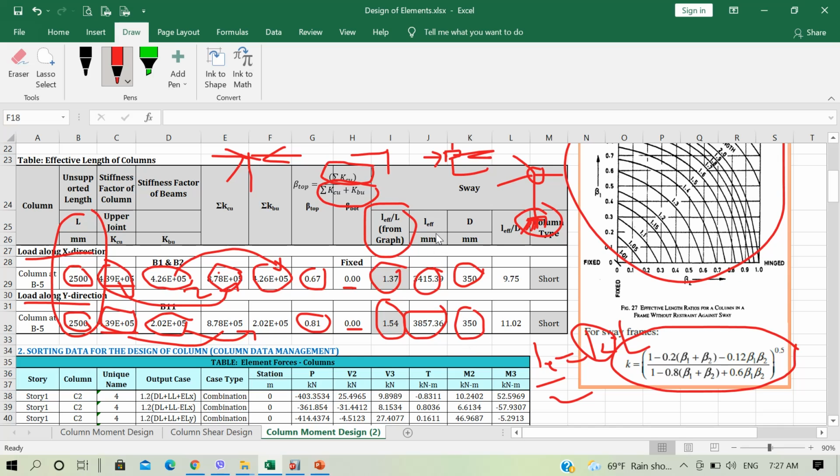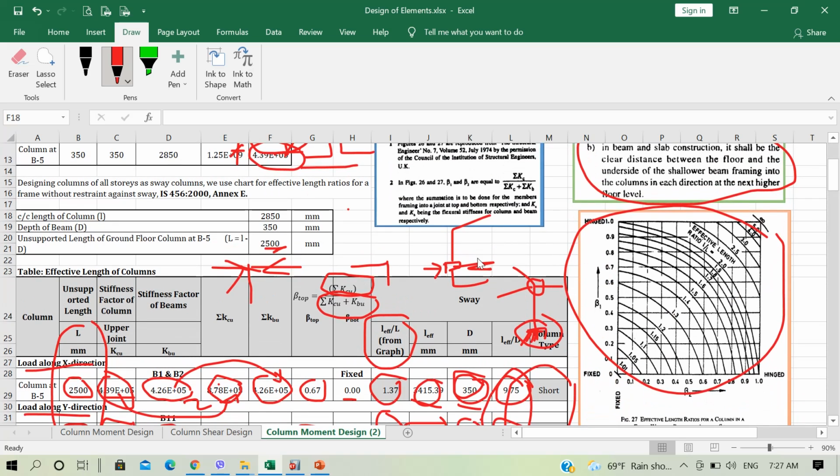So finally our formula for the slenderness ratio was effective length by least lateral dimension. That is, if we do this division, L effective by D, we get 9.75 in first case and 11.02 in second case. Now since both of our columns are short, because our slenderness value is less than 12, we design our columns as short columns. From this calculation we got that our columns were short columns, so we don't have to check for additional moments due to slenderness.